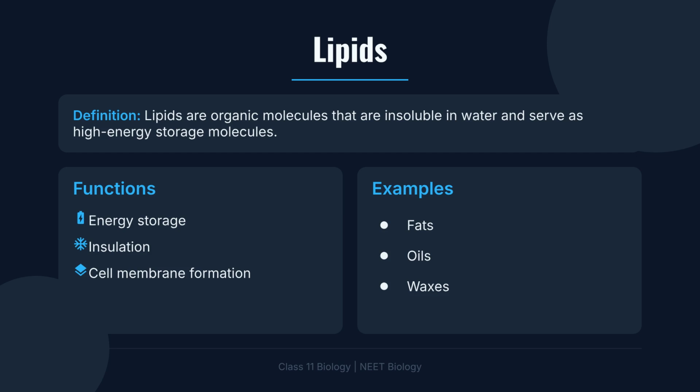An important function of lipids is their role in forming cell membranes. Every cell in our body is surrounded by a membrane that contains lipids, which help maintain the cell structure and regulate the movement of substances in and out of the cell.